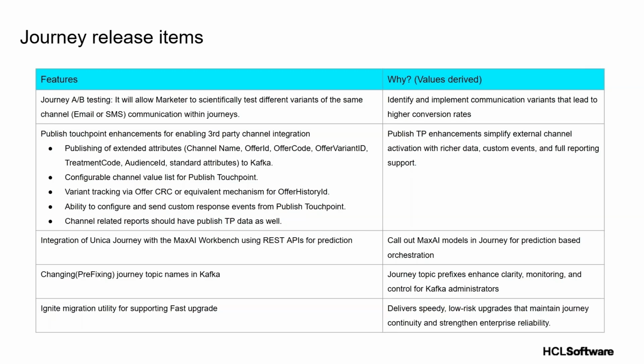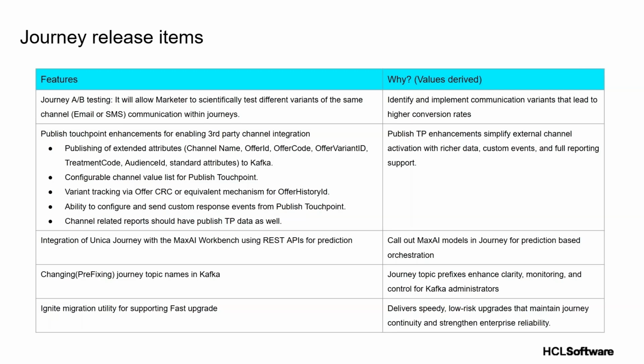The next one is Publish Touchpoint Enhancements. This is also a very valuable feature because now with the Publish Touchpoint Enhancements, you can enable third-party channel integration. There are a bunch of things which we have done here to enable the third-party integration, so that if you want to plug any third-party channel with the journey and use the data or the offer data, or the channels or the tracking, all the facilities which are available in Journey, you can do it right now.